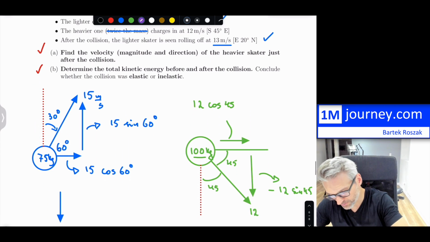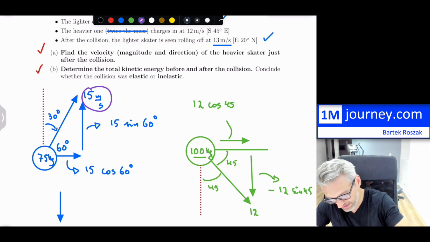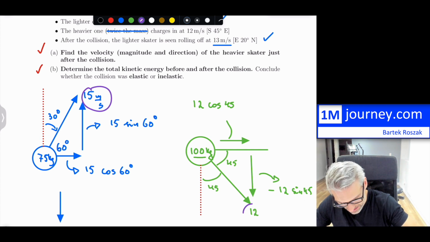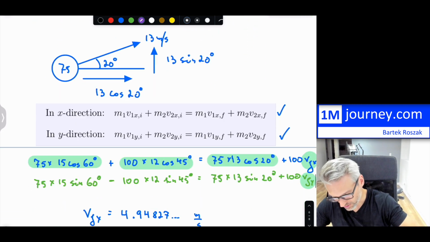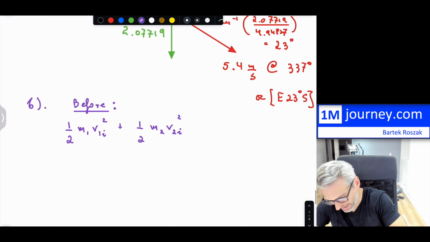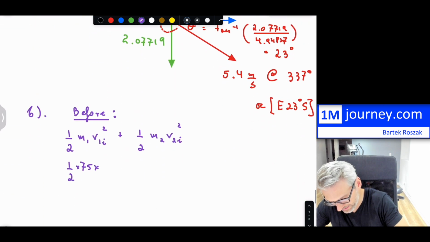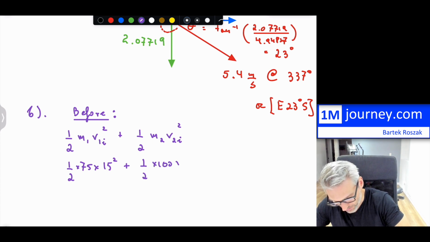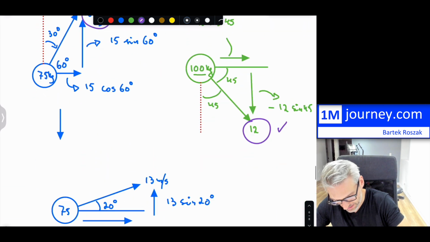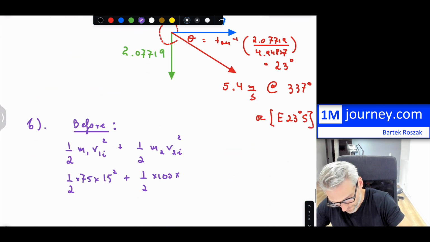So within here, that's going to be this. That's the 15, and in this case, that's going to be the 12. Okay, so those are the two. So if you're going to be substituting this whole thing back into here, the first one was 75, and that's the lighter one, and that was moving at 15 squared, plus the other one was 100 kilograms, and that was 12 squared.